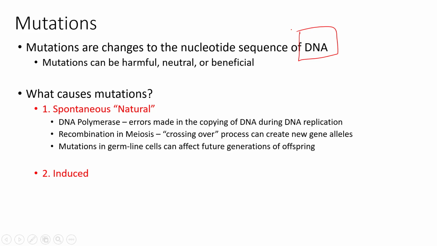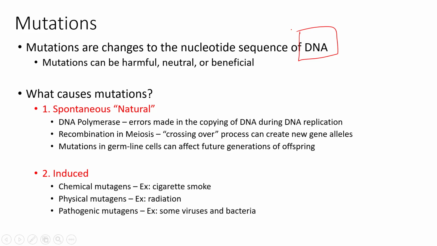Induced mutations are not usually passed on in the gamete cells. Induced means something you're exposed to as a child or as an adult. Chemical mutagens, physical mutagens, and pathogenic mutagens all fall into this category. So you're exposed to cigarette smoke. Well, large quantities of cigarette smoke have been known to damage DNA, and by the way, damaged DNA can lead to cancer. So there's a very direct link between cigarette smoke and increased risk of cancerous cells developing in your lungs. Same thing with radiation.